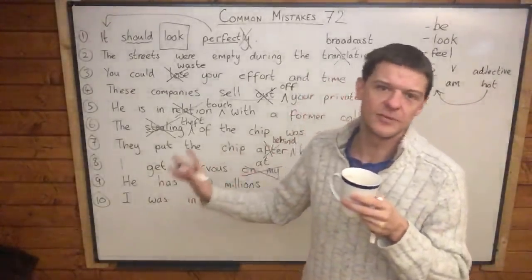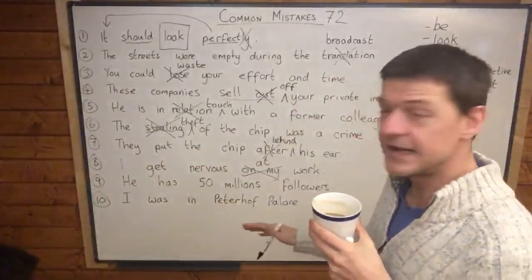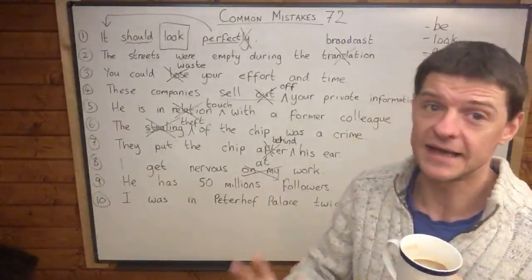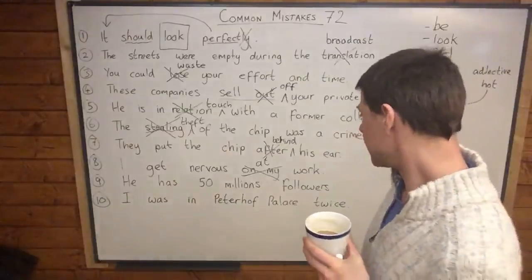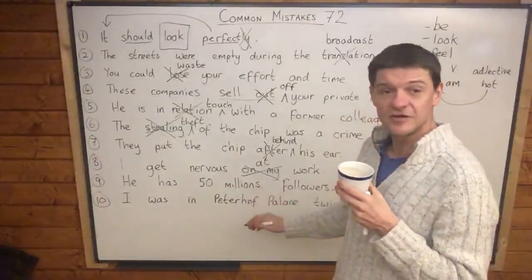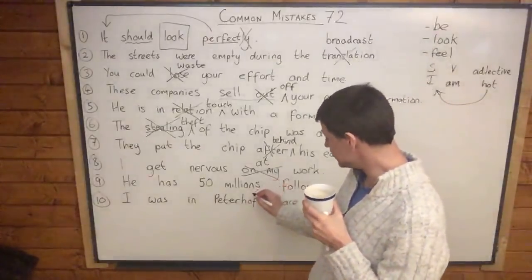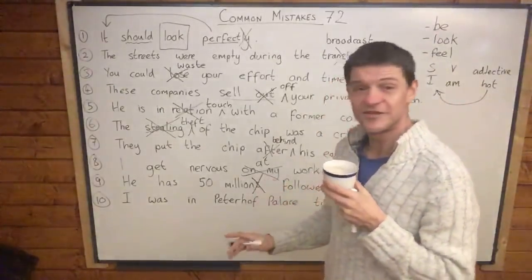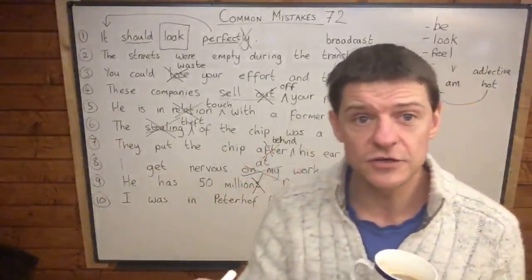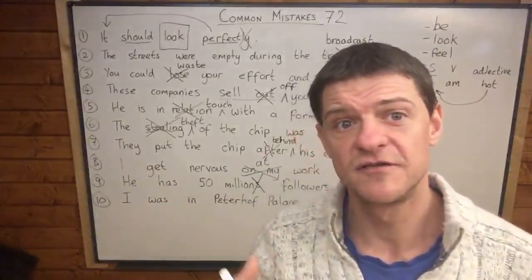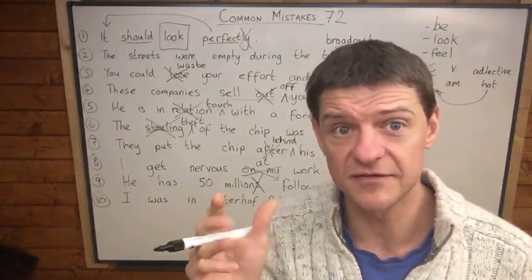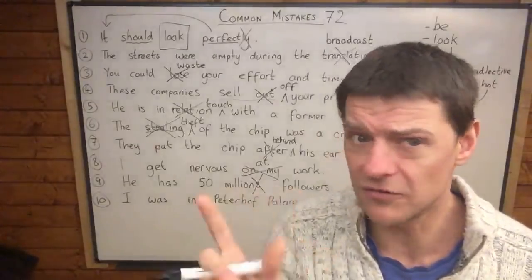Number 9 is very common. I've spoken about it before, and I understand this mistake is a logical mistake to make, but sadly, languages are not logical. He has 50 millions followers. Now this S looks inoffensive enough, but it actually offends me greatly because we should say 50 million followers. The same with 200, 300, 400. I don't put an S on the end of any of those, even though it's 2, 3, 4. I just say 400, not 400s.